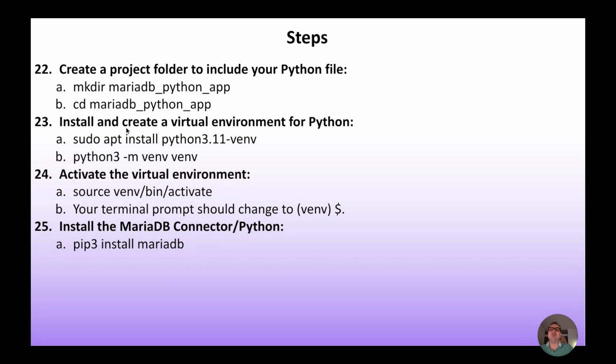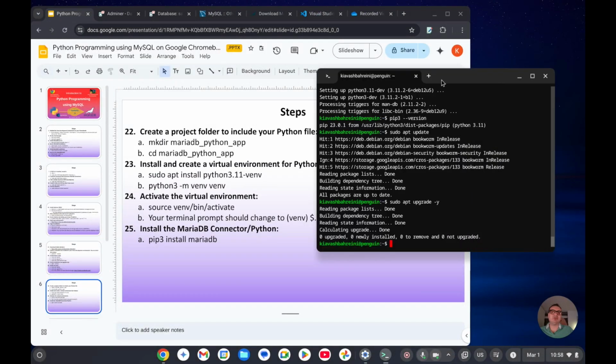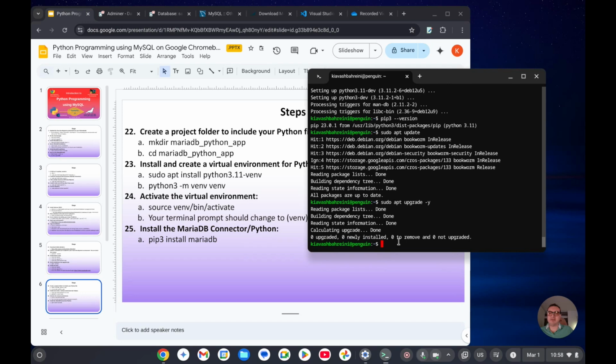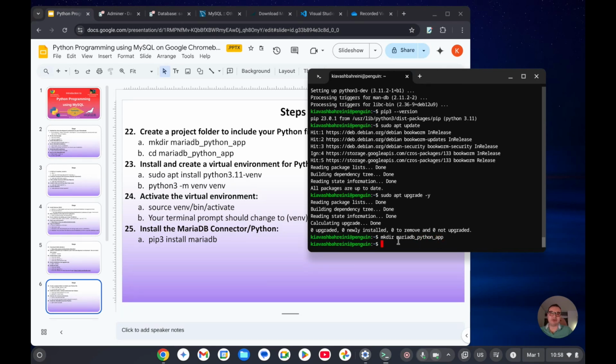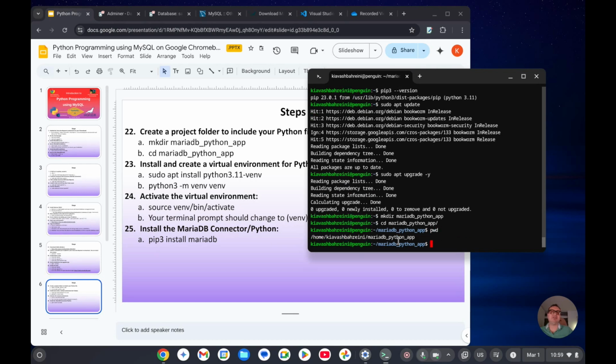And then we need to install and create a virtual environment for Python. So let's first go for step number 22. We are now in the terminal. We need to just say mkdir MariaDB_Python_app, press enter, and then cd MariaDB_Python_app. Now when I type pwd, you see my current directory is /home/barani/MariaDB_Python_app.